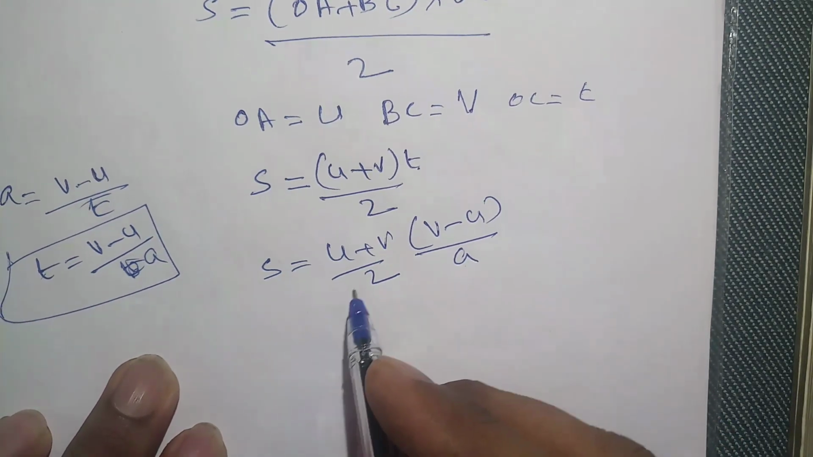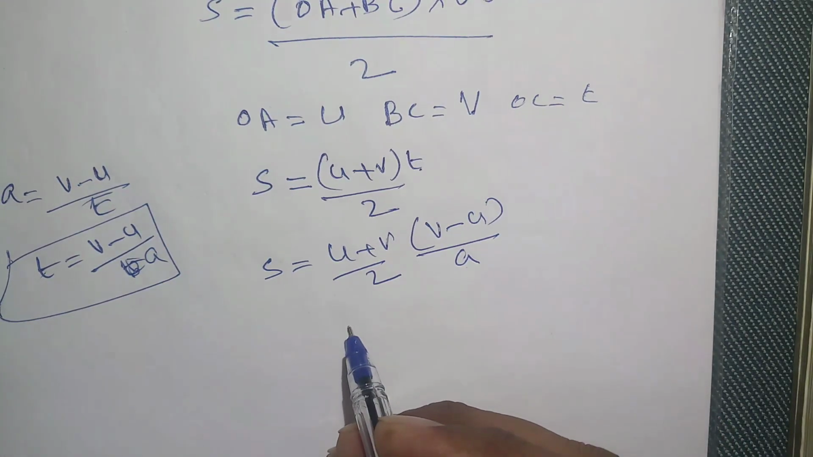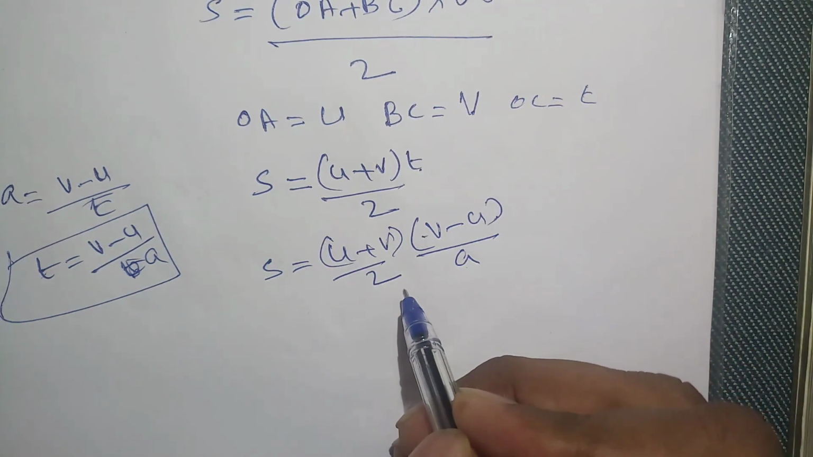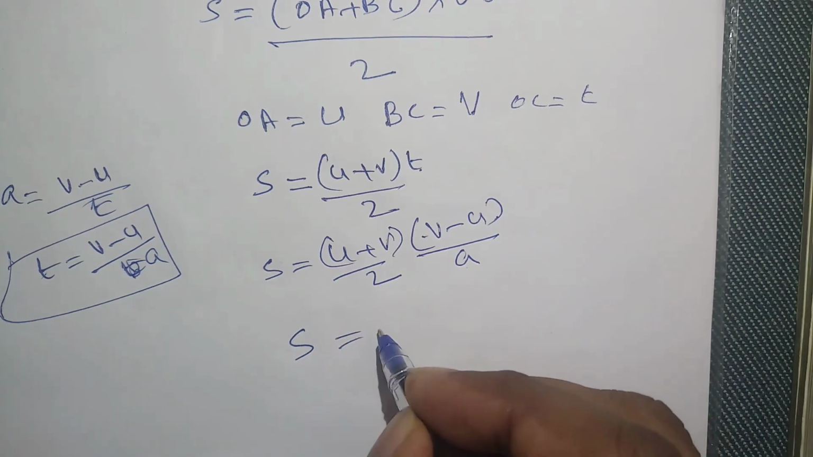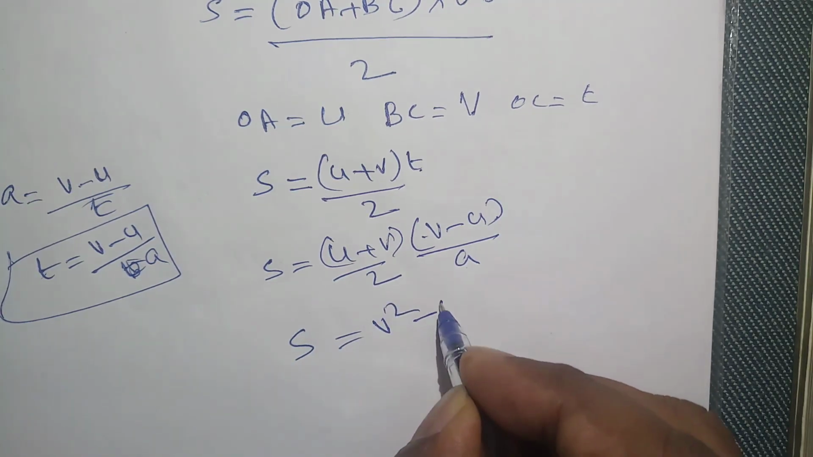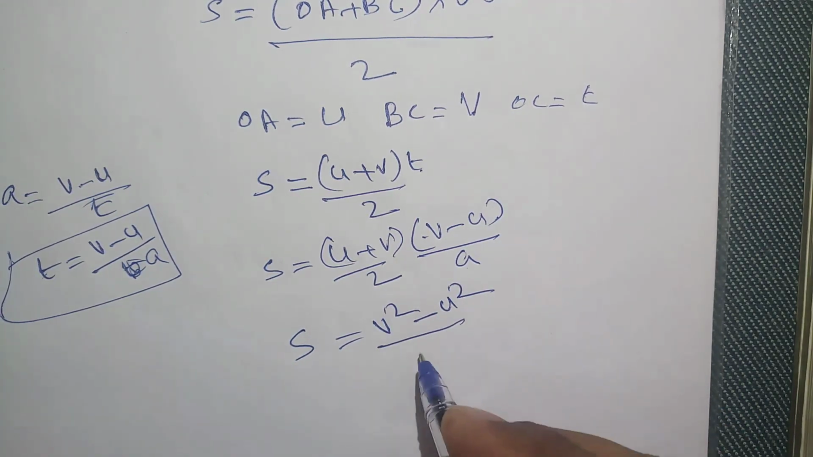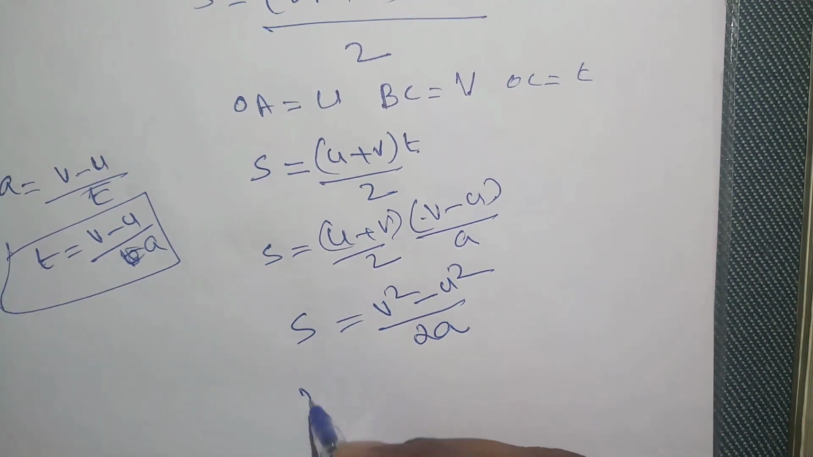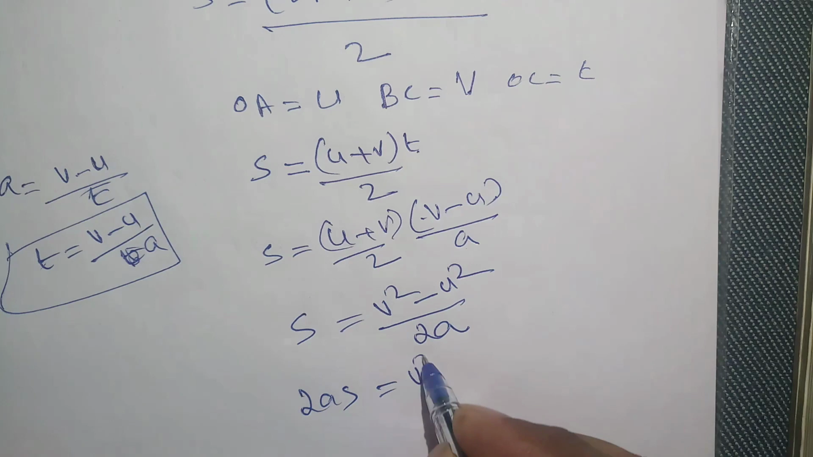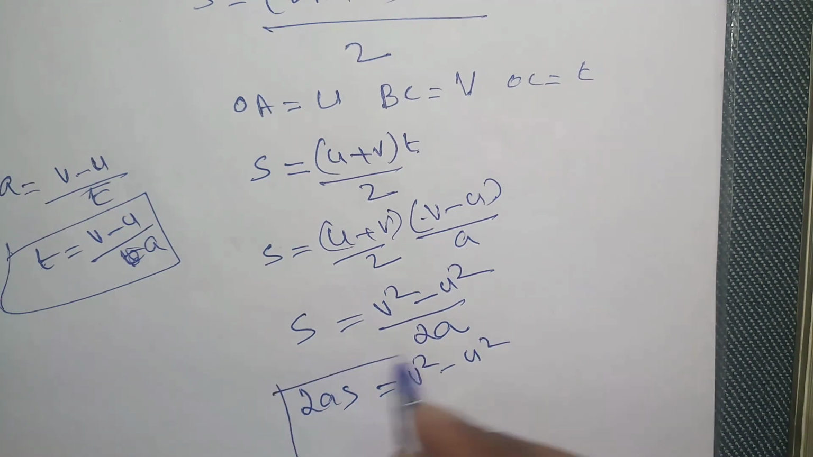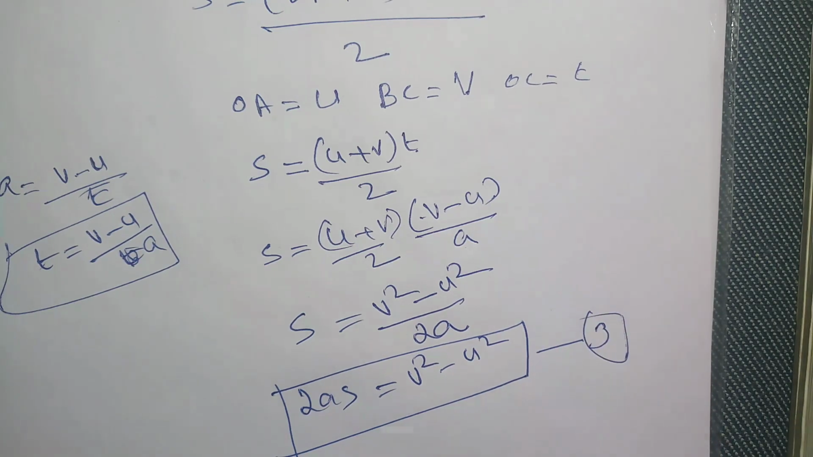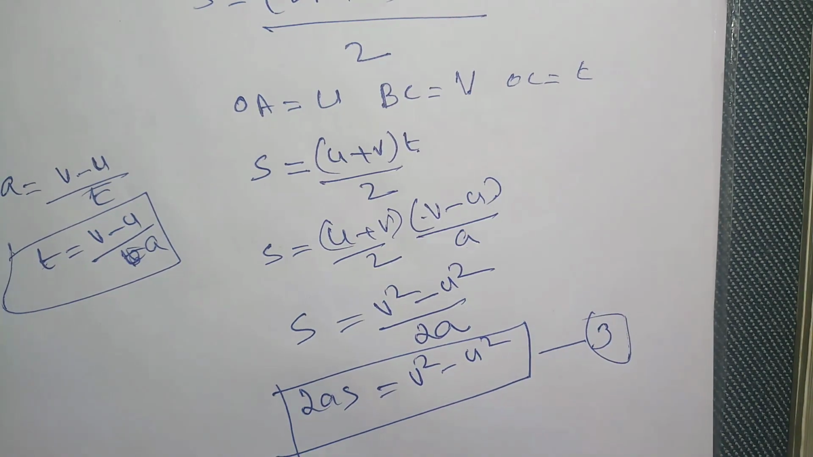So this can be written as (v plus u) into (v minus u). So what is that? s is equal to v square minus u square divided by 2a. 2a also you take to this side. 2as is equal to v square minus u square. This is what we need. This is the third equation. So successfully we did the third equation also.